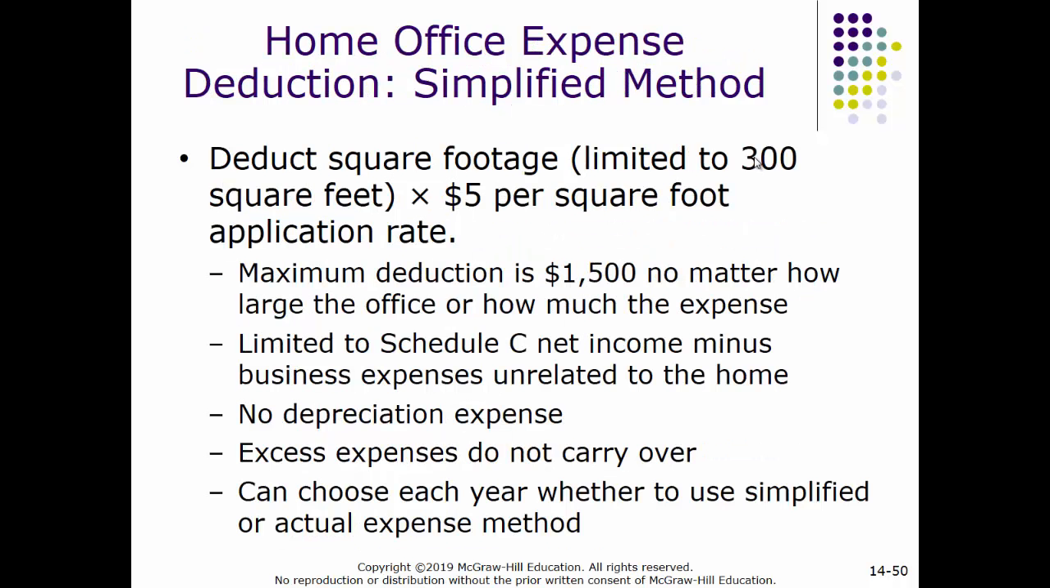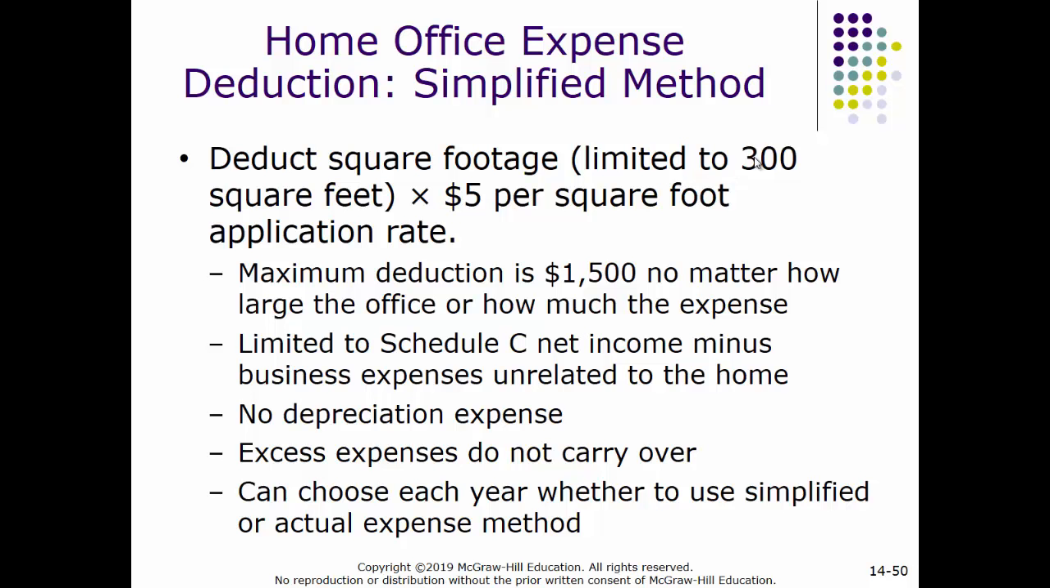The simplified method is to deduct the square footage times $5 a foot, limited to 300 square feet. So the max would be $1,500 no matter how large or small the office is, or how much the expense is. And so that again is limited to the Schedule C net income, less any business expenses that are not related to the home. So just the expenses of running the business.